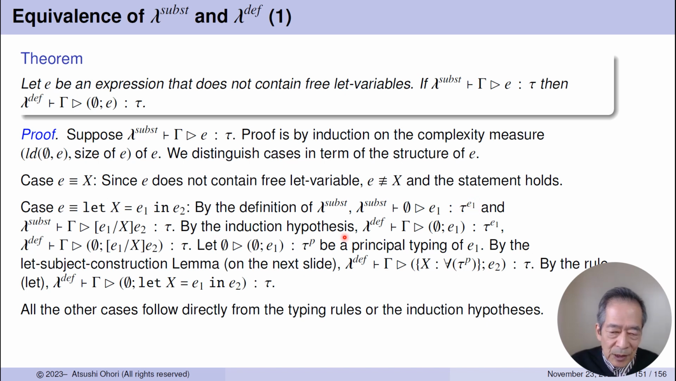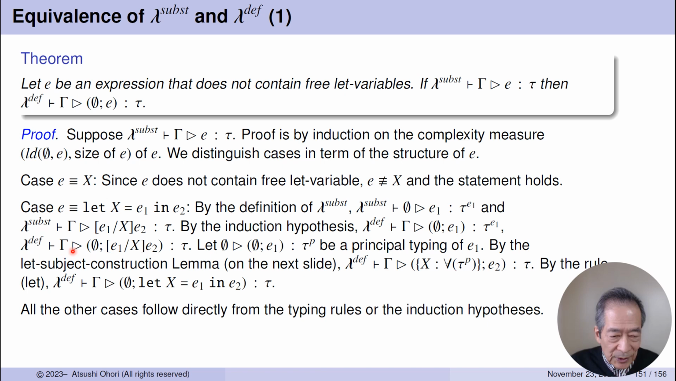By the induction hypothesis applied to E1 and this term, we have a derivation of def and a derivation of def. Now, because of this lambda def, we showed that this has a principal typing property. So we can assume that there is a principal typing of E, tau of P, we name it, by the let subject construction lemma on the next slide.